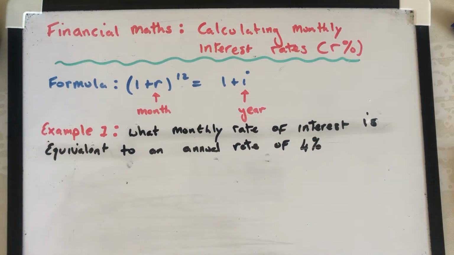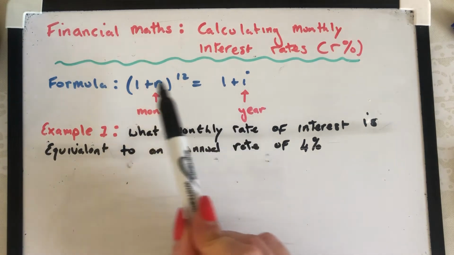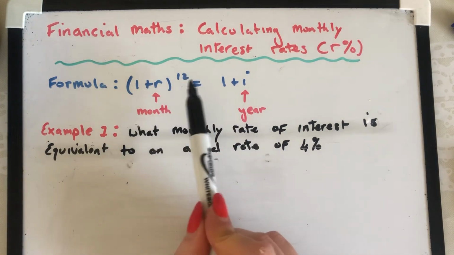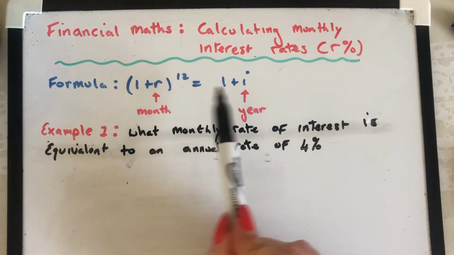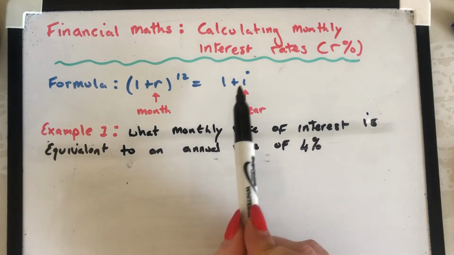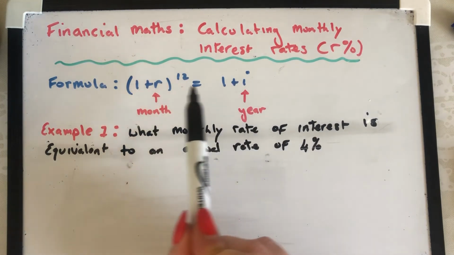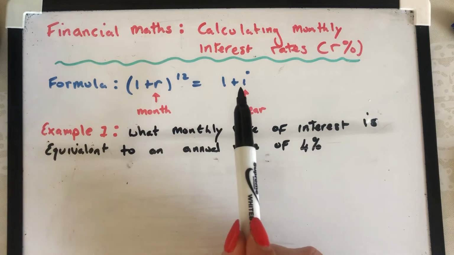In this series of videos we're focusing on financial maths. Video 1 we're looking at calculating the monthly interest rate, which is R%, using this formula here. So we have (1 + R)^12 = 1 + I. The R is the monthly rate and the I is the yearly rate. I would recommend that you learn this formula off. It's quite an important one.